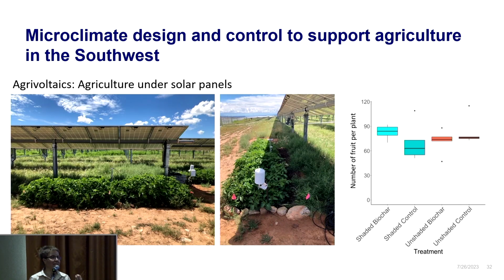The biochar was mixed with compost because this soil is an old arroyo bed. It's super rocky and super sandy. So we had to amend it a little bit more. And then we grew the tomatoes, and then we measured them. These solar panels tilt with the sun, so we get the shading only in the afternoon on this one.